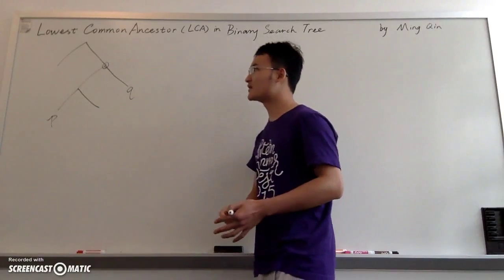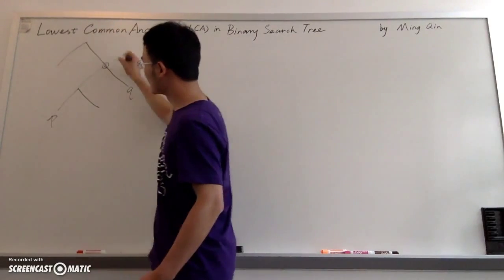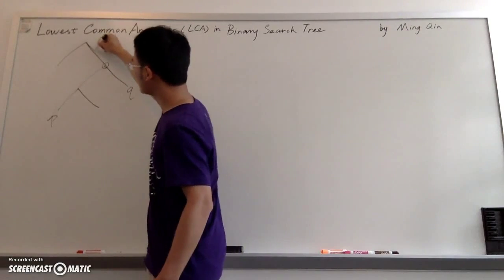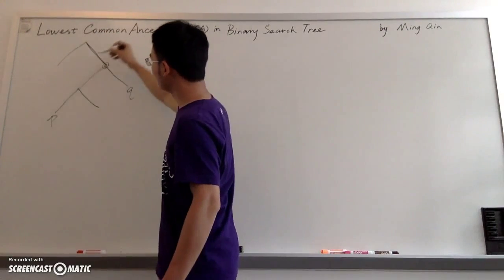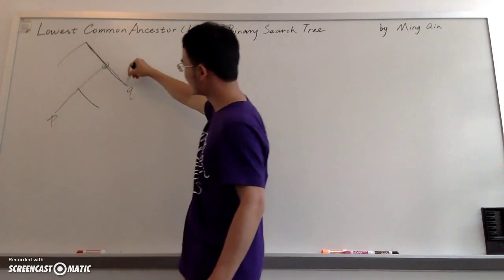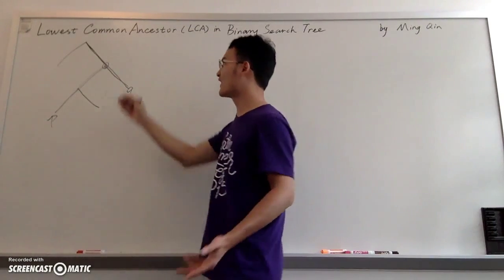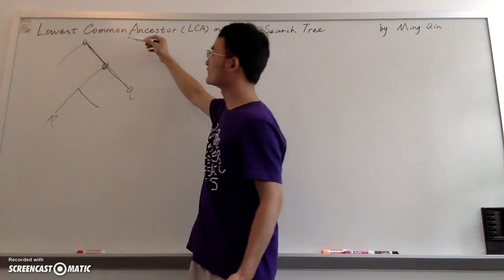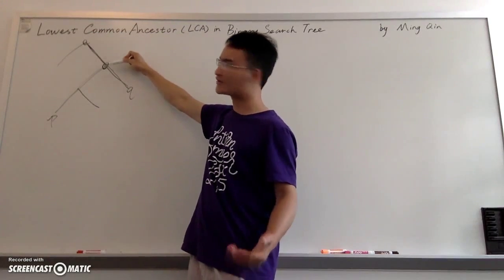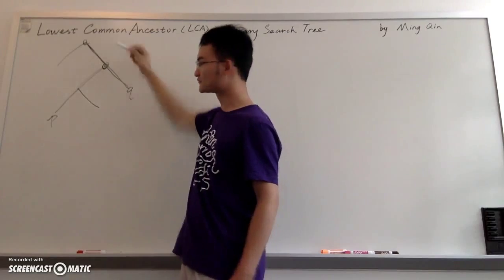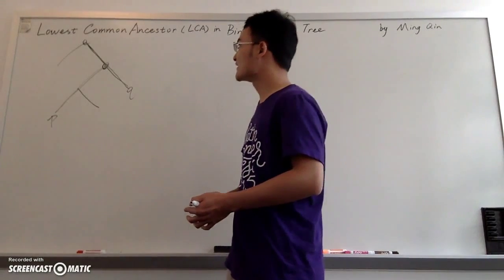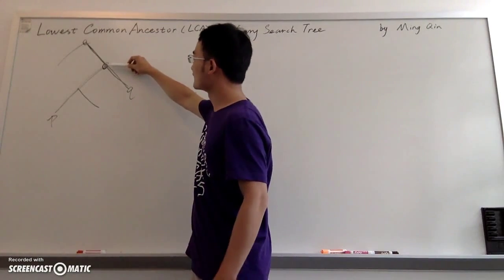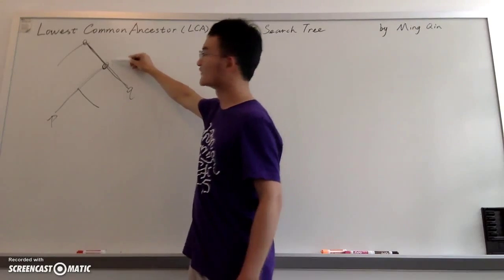Another way to think about it is to think about the root to P path, which is this path, and the root to Q path is this path. These two paths overlap at two nodes here, and we want to return the lowest one. As you can see, the lowest common ancestor is always the diverging point of these two paths.